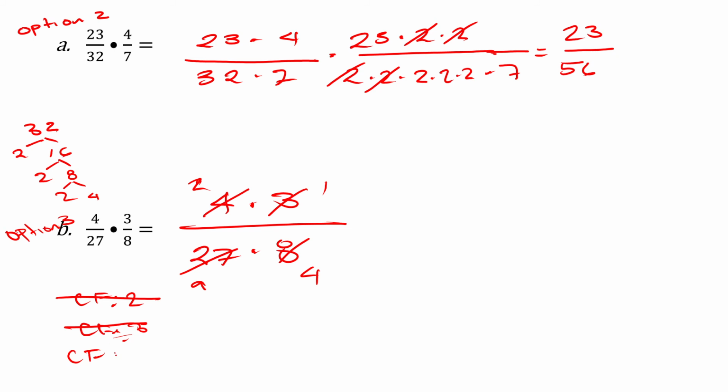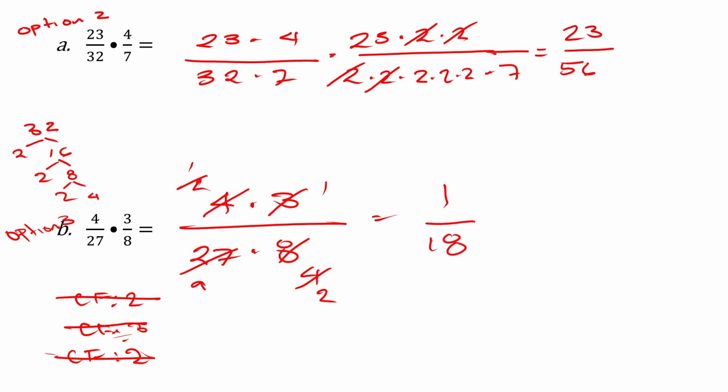So 2 divided by 2 is 1. 4 divided by 2 is 2. Now, is there any more? No, there's nothing else. So we simply multiply across. 1 times 1 is 1, and 9 times 2 is 18.